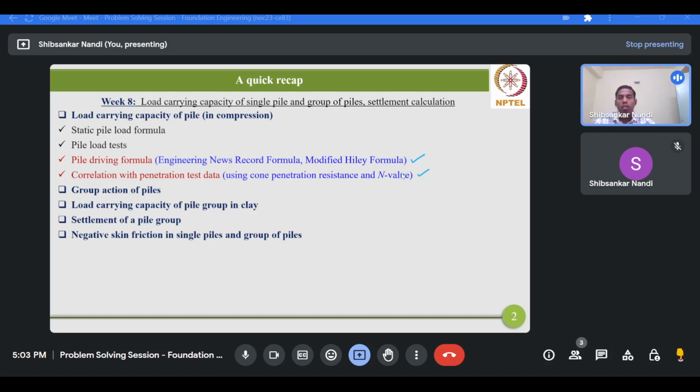from this specific course, we will learn about the estimation or calculation of load carrying capacity of pile in compression using four different methodologies, which are using the static pile load formula, then using the data obtained from the pile load test, then the pile driving formula, and lastly correlation with penetration test data. Now this is for a single pile.